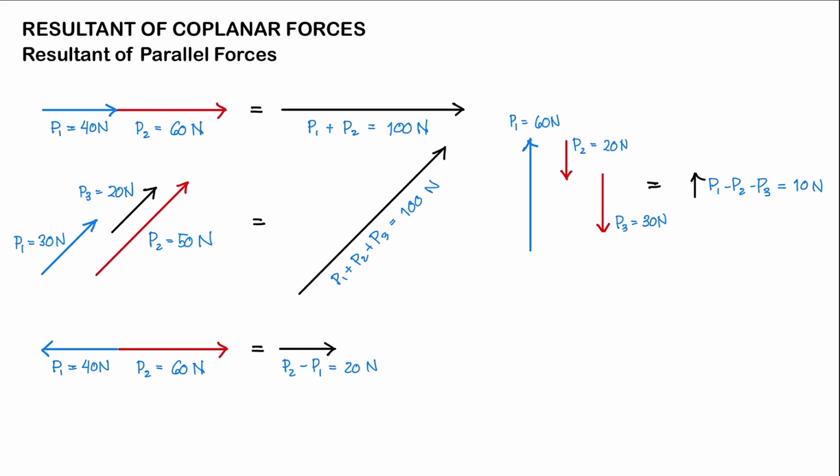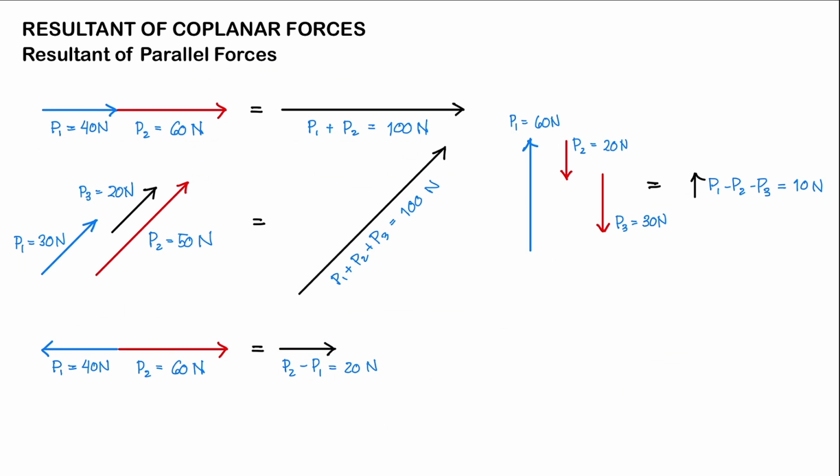But as a general rule, the direction of our resultant force is going to be the direction of the force that has a higher magnitude. Such as in this case, P2 has a higher magnitude compared to P1. That's why the resultant force is acting towards the right side as well.